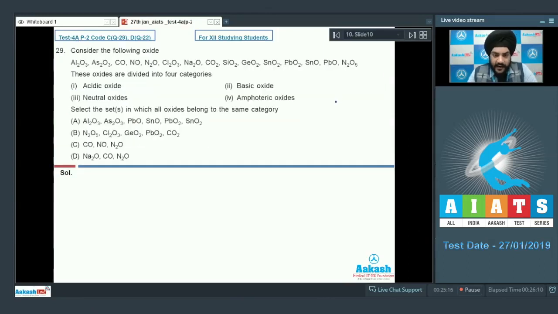Consider the following oxides. So we have been given a list of oxides. The examiner further says that these oxides can be divided into 4 categories, which are acidic, basic, neutral, and amphoteric. So we have to select the sets in which all oxides belong to the same category. In option A, the examiner has clubbed Al2O3, Ga2O3, PbO, SnO, PbO2, SnO2. If you look at them very carefully, we can clearly see that all of them are amphoteric in nature. So this option belongs to the oxides which are amphoteric in nature.